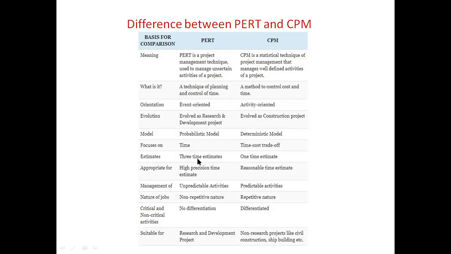These three time estimates of PERT are optimistic time, pessimistic time, and most likely time. The optimistic time means what? The time element which assumes that everything will be executed very smoothly and in a well-defined manner. There are no odds or adverse events during the execution of the project. So the time element allotted based on this assumption is called the optimistic time.